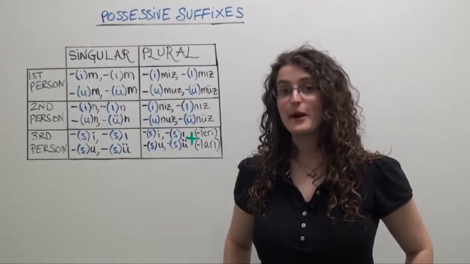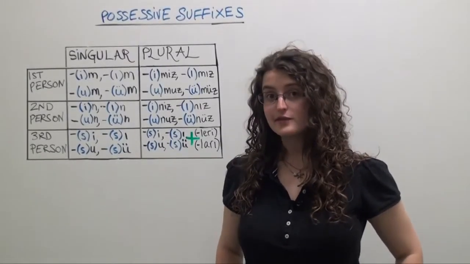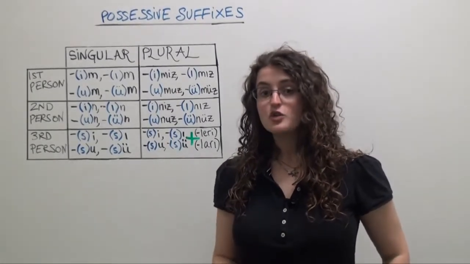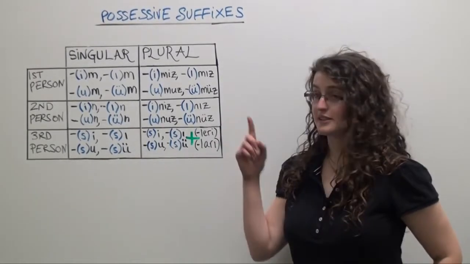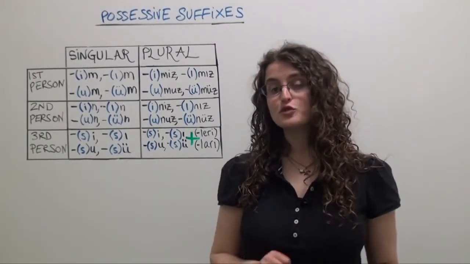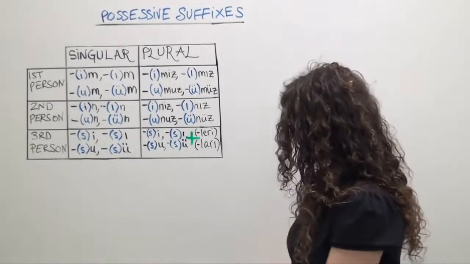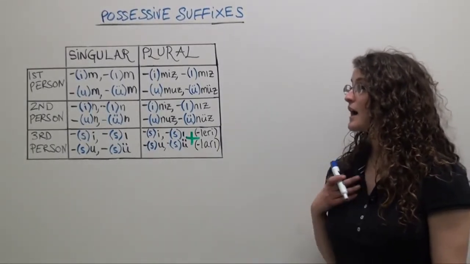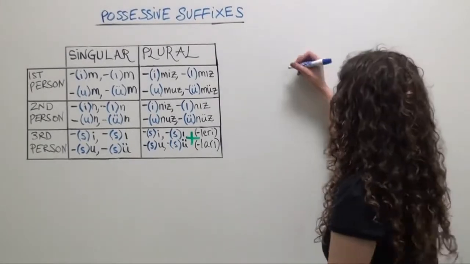Now we're going to talk about possessive suffixes. In Turkish, if you want to form a phrase like my house, you add one of a set of endings called possessive suffixes directly to the noun that is being possessed. Let's take a look. Let's say you want to say the phrase my mother. We'll start with the Turkish word for mother, anne.